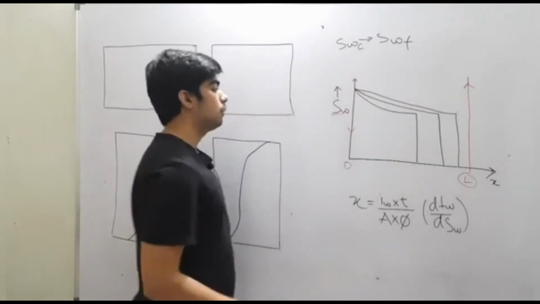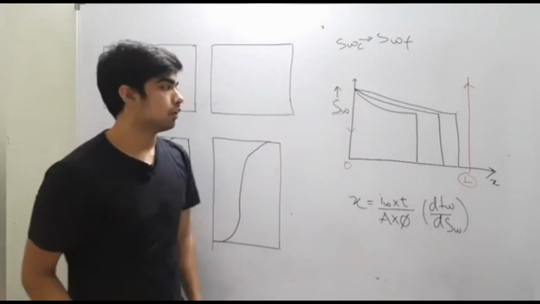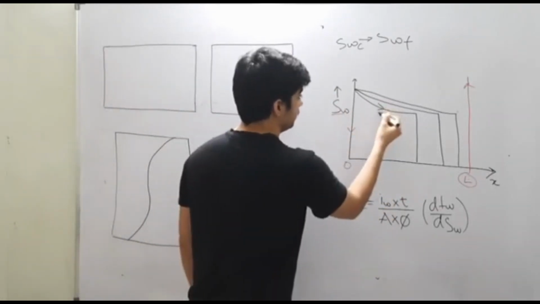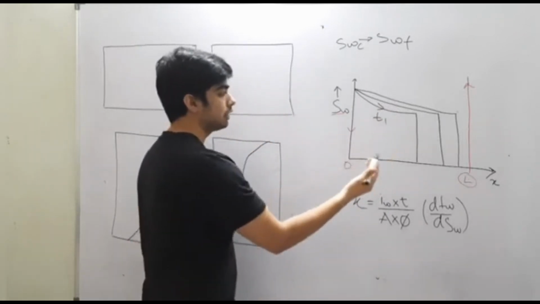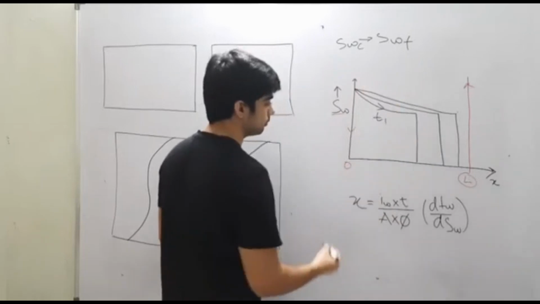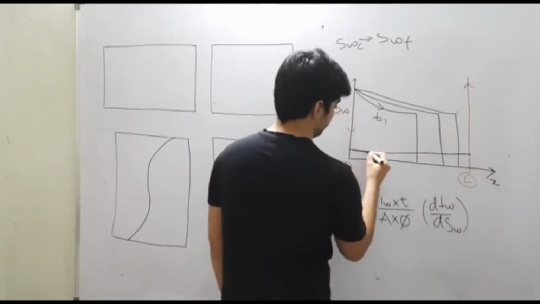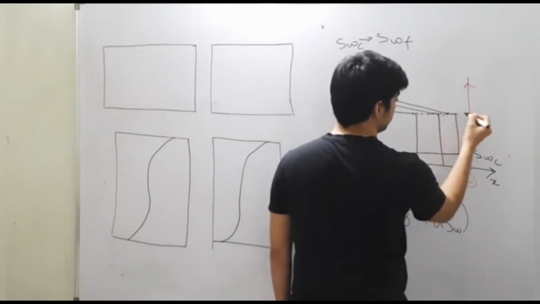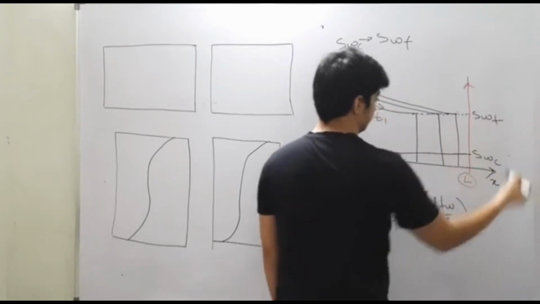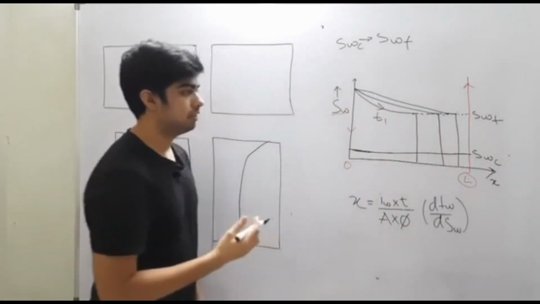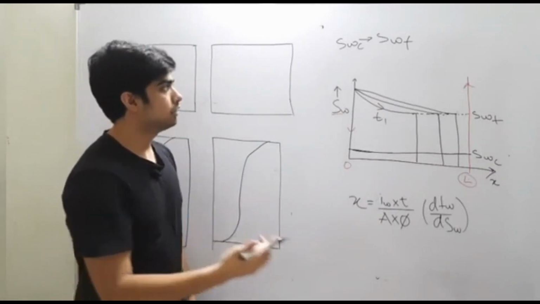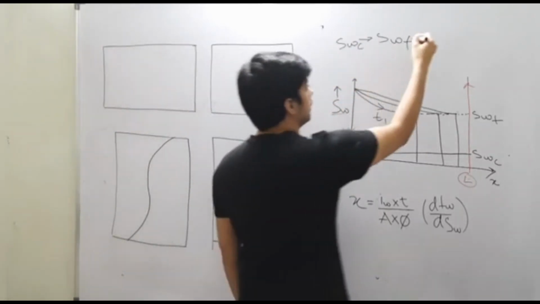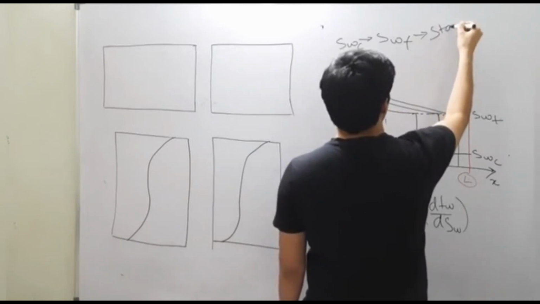the saturation blocks from SWC to SWF will travel at the same speed, or they will cover equal distances for a given time, let us say T1. So for time T1, they will cover equal distances from SWC to SWF. And also SWF will remain constant. For different times, they will travel different distances, but the distance traveled by the saturation blocks from SWC to SWF will be the same. Therefore this zone is called the stabilized zone.